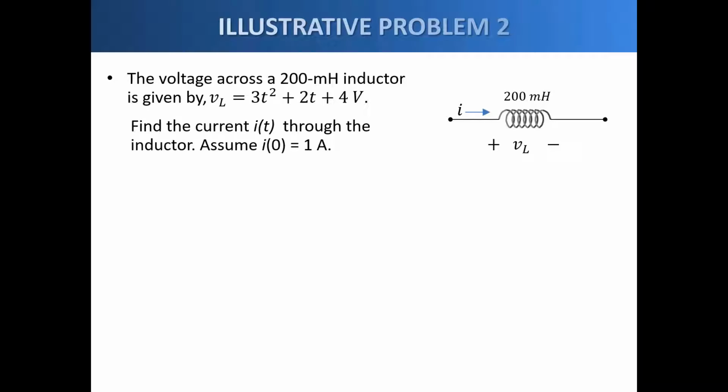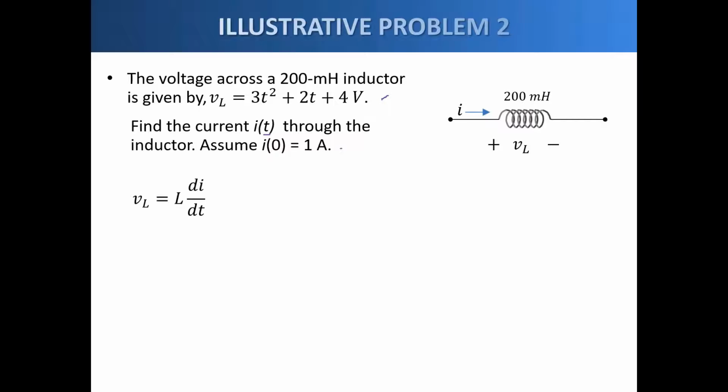In this second problem, we're given the voltage profile of the inductor starting at t equals 0. So here we see that the voltage is increasing, and then we're required to find the current that is passing through the inductor as a function of time, with the assumption that at t equals 0 the current is 1 ampere. So at the beginning the current is not 0 but has a value.